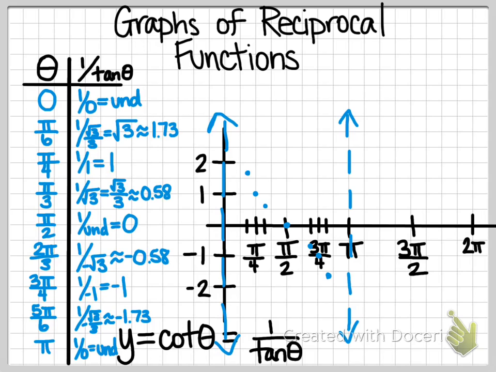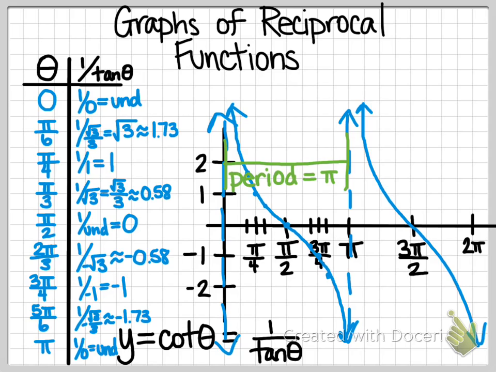So you can see that this is going to continue this same pattern, and it's going to curve down and to the right. If I continued both directions, that's what it's going to look like. Again, the period is going to be pi. If I take and subtract the two asymptotes, pi minus 0 is going to give me pi. The amplitude is undefined again because it's going to continue going up infinitely.